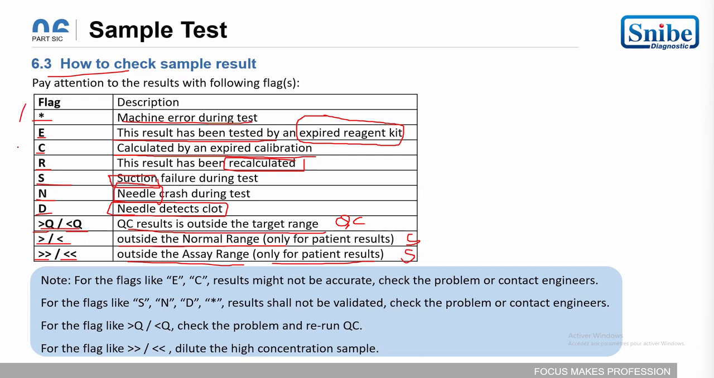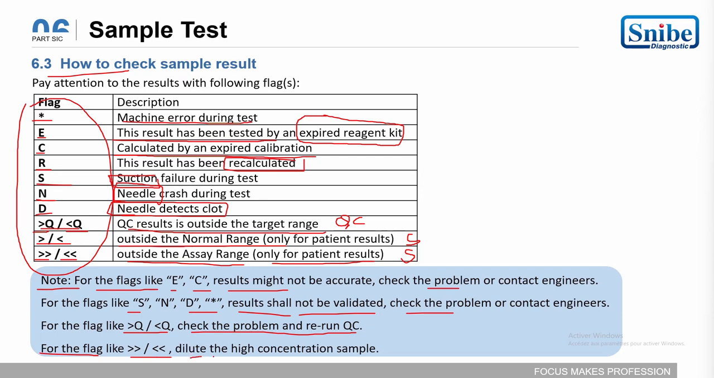So the end user needs to understand the meaning of the flags in order to take the required action. For example, for the flags E and C, the results may not be accurate. Check the problem or contact the engineer. For N, S, D and star, the results shall not be validated, and you need to check the problem. For higher than Q or lower than Q, check the problem and rerun the quality controls. And for the flag too high or too low, it is required to dilute the sample.